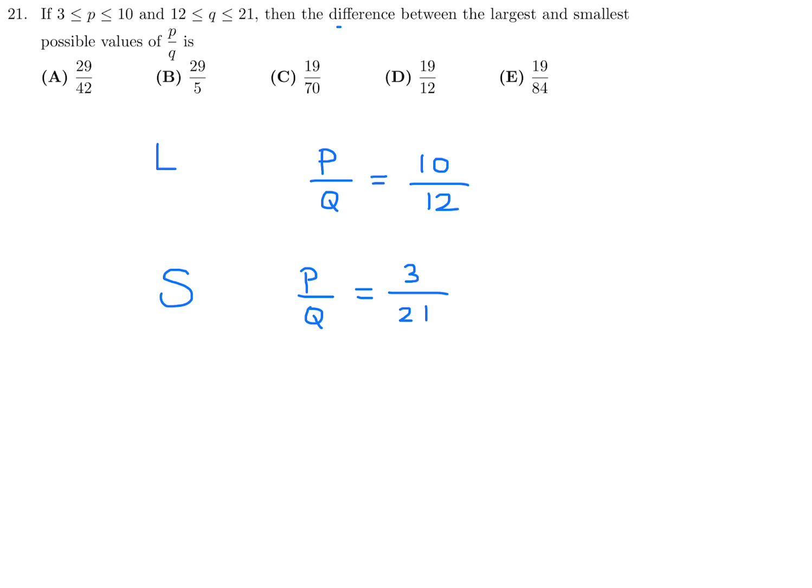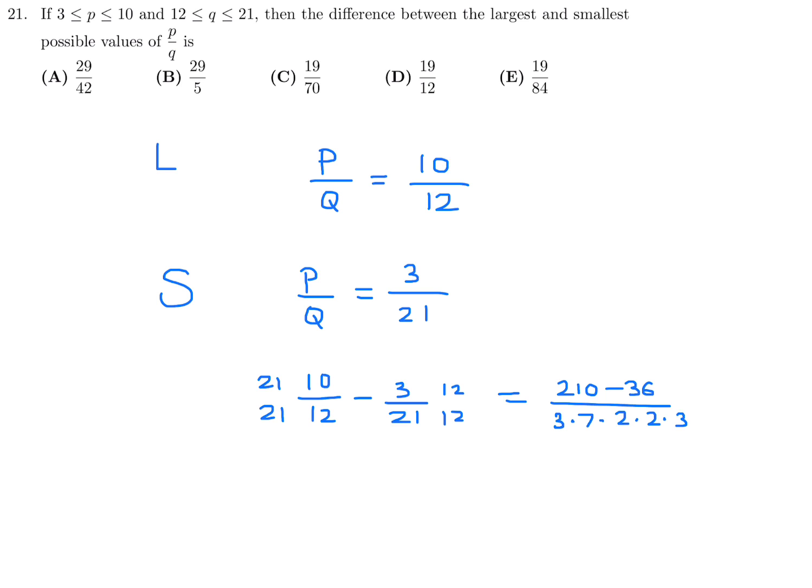So we have to take the difference, okay? The difference just means subtracting these, like that. The hardest part about this question, in my opinion, is getting this into lowest terms. So let's see here, 21, 21, 12, and 12. So this becomes 210 minus 36, right? All over, I'm going to break this up into prime factors, 3 times 7, and then 2, 2, and 3. This will help me.